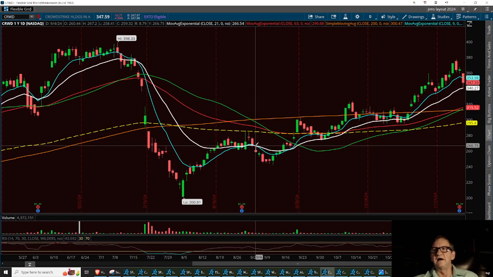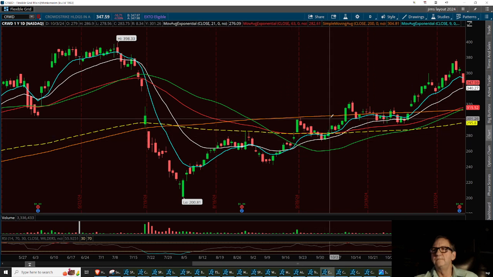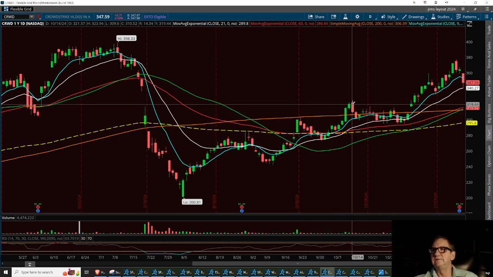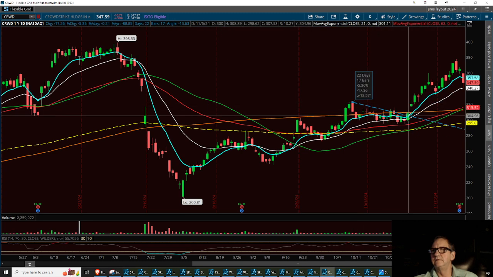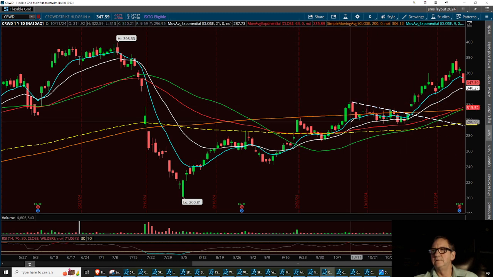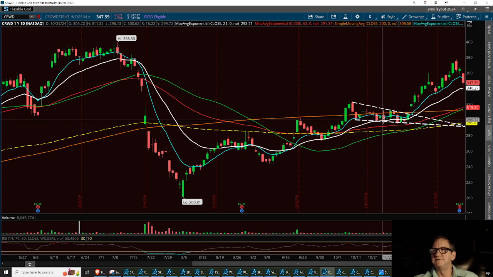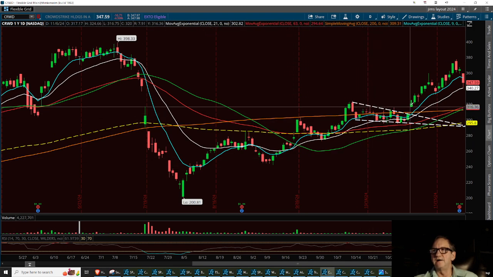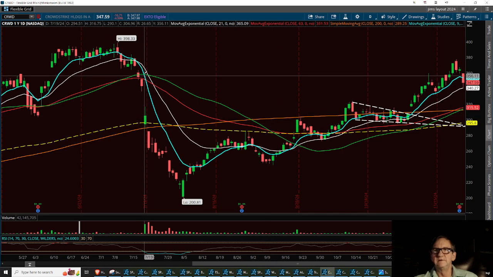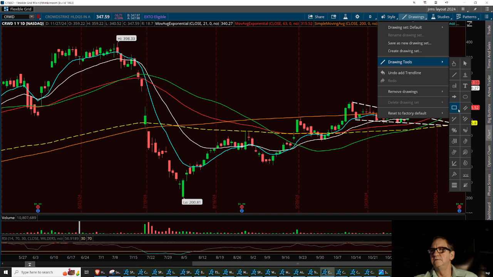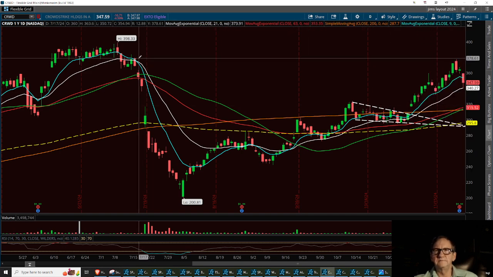So all these little knives that are coming in, these are what I'm looking for. Like right here is a falling wedge. So I knew that was getting ready to break out, and it broke out with a gap up. And it broke the 200 SMA. Here's another snake. Knife catch.